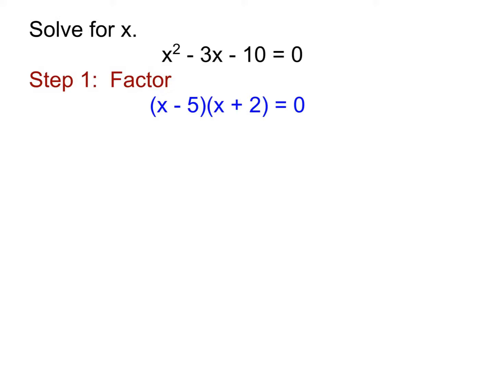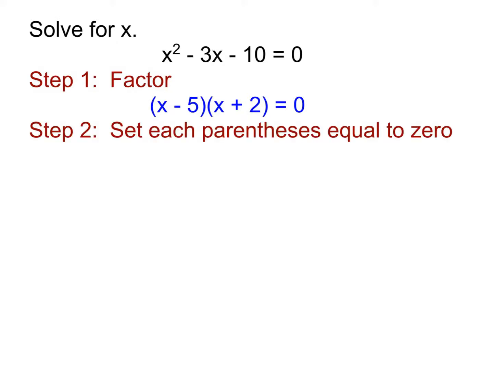Now that we've factored it, we can actually go about solving it. And I'm going to show you why this works after I show you what we do. The next thing we're going to do is take each of those two sets of parentheses and set them each equal to 0. So in this case that means we're going to do x minus 5 equals 0 and x plus 2 equals 0. So add that to your work on your paper there.